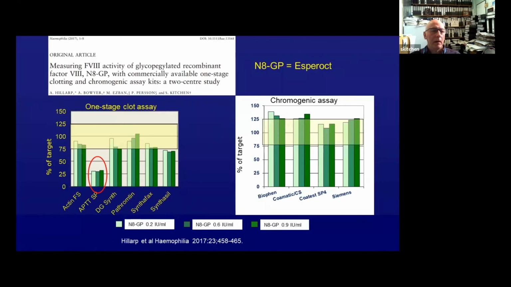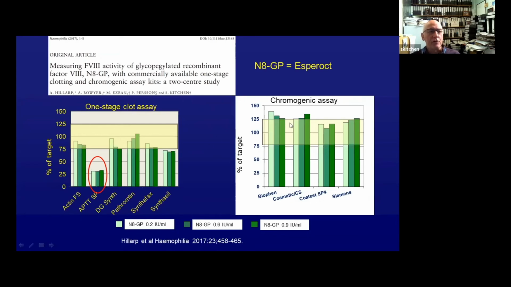A different option for pegylation and extension to factor VIII half-life used here by a different company, in this case Novo Nordisk. Publications talk about N8-GP as the molecule. Its trade name Esperoct, now licensed in a number of countries. Some one-stage assay data here and chromogenic assay data on the right.